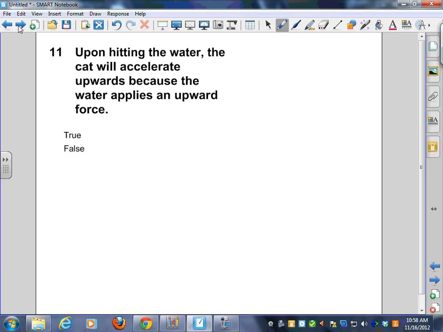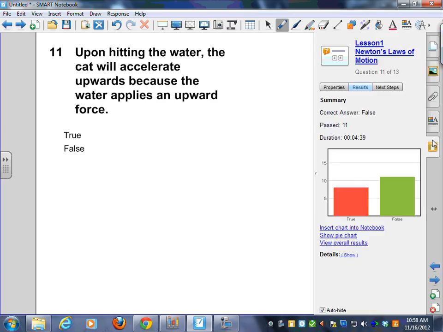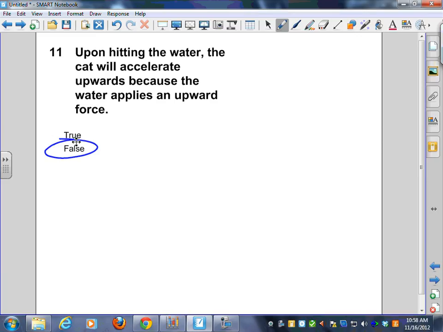Well, upon hitting the water, the cat will accelerate upwards because the water applies an upward force. I always have an argument here. Now, you could likely argue, and I would probably agree with you, that there is an upward acceleration. Right? There is an upward acceleration because now you have to go from increasing speed to not increasing speed. So there is a brief moment of upward acceleration. But that's a little tricky.